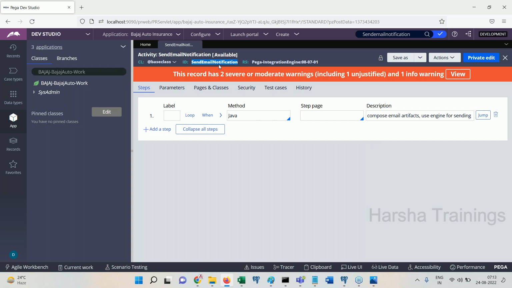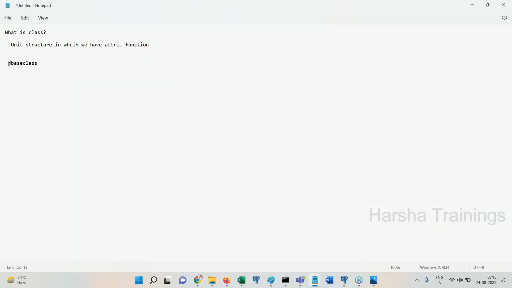Send email. This functional component is available in a class. What is the name of the class? @base class. I'll copy this to notepad. Look here, @base class. This is one predefined class which is already present in the system. When you purchase a PRPC license, when you get this PRPC product, you will be getting so many business functionalities with that product. All these functionalities are there inside Pega platform and inside some predefined classes.